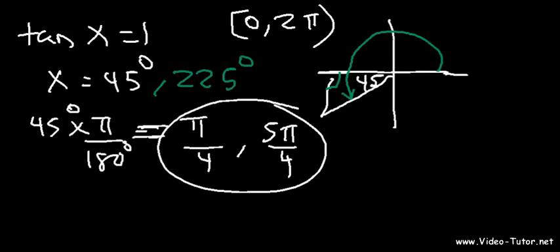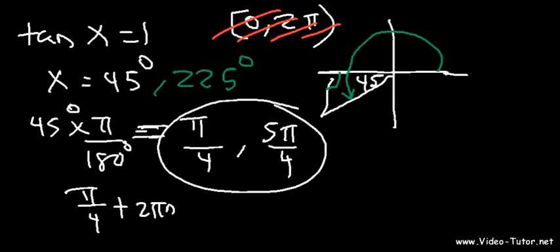Now sometimes you may have to find an equation that describes all of the solutions. Typically, in a problem like that, you won't see this restriction. Now what you could do is say you can add 2 pi n to each of your answers. If you do that, you can't get it wrong. That's one way you can write it. However, some teachers may want you to write a single equation that could describe both of those numbers.